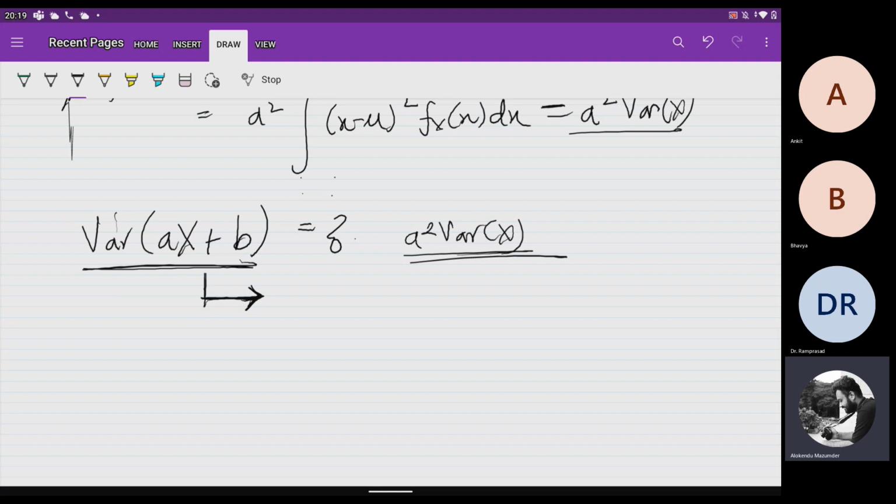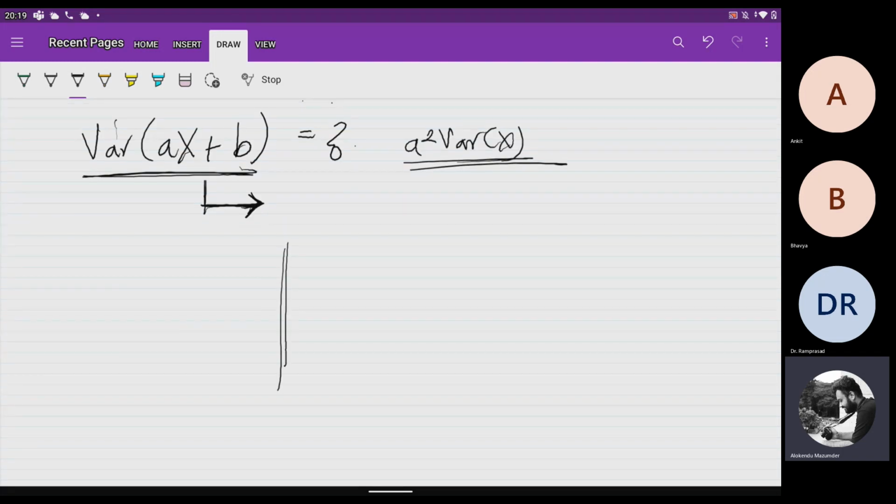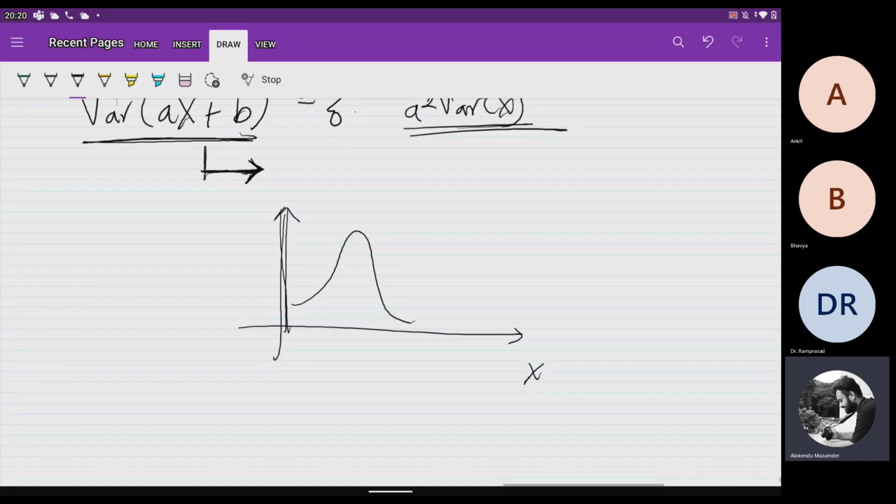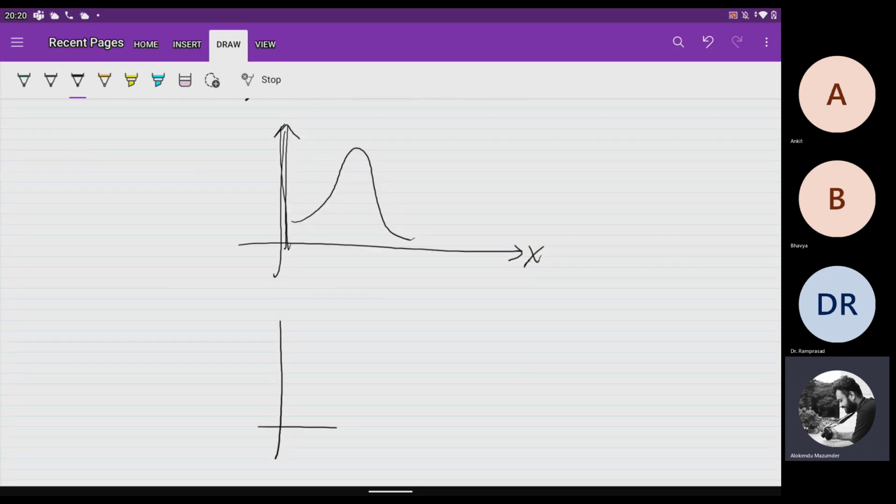The reason being, let's say I have this particular PDF with me. Okay, now this is a PDF of random variable x, and let's say I give you another PDF of ax. Okay, let's say I scale it with a. So when I scale it, it becomes like this.